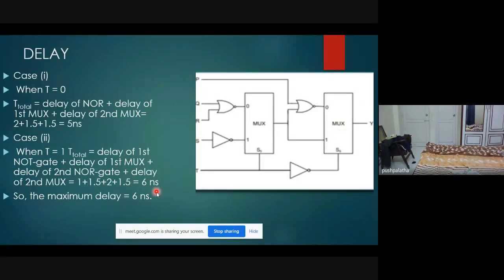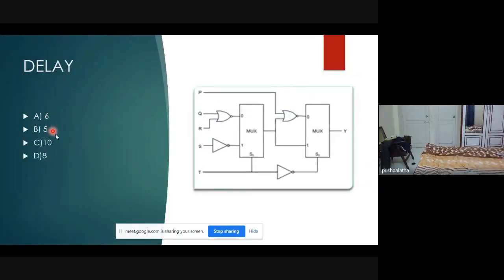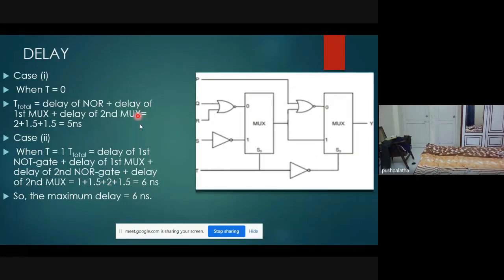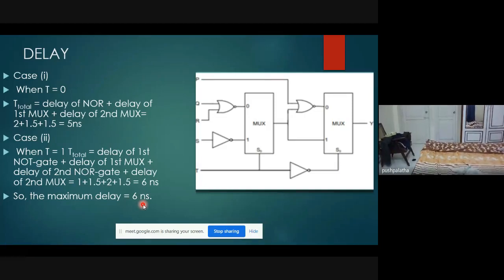So the maximum delay is what? 6 nanosecond. In the previous case, we got 5 nanosecond. See the options given here: they had given 6, 5, 10 and 8. You are getting both the answers. If I take t equal to 0, I am getting 5 nanosecond. If I take t equal to 1, I am getting 6 nanosecond, right? So you have to check properly. With t equal to 1, it is 6 nanosecond. Understand? So what is the answer? Your option is A, right? Option A is the answer.